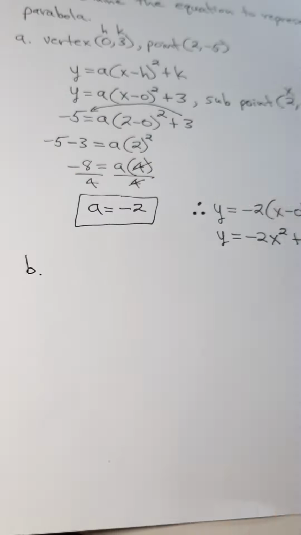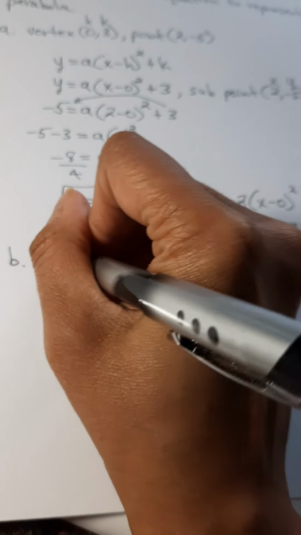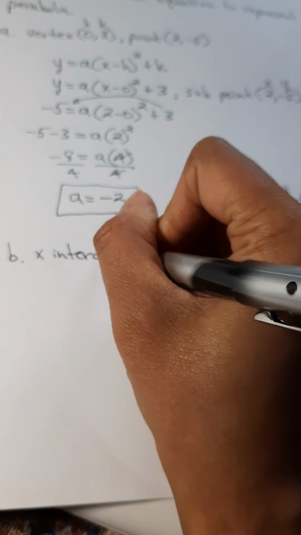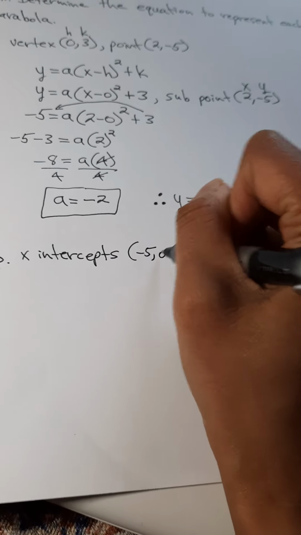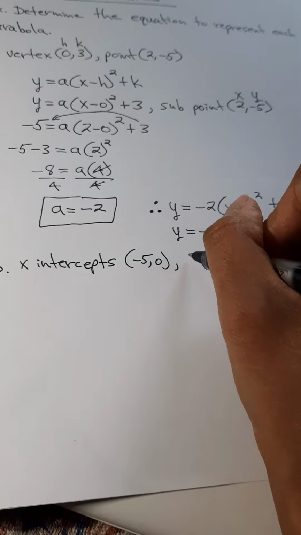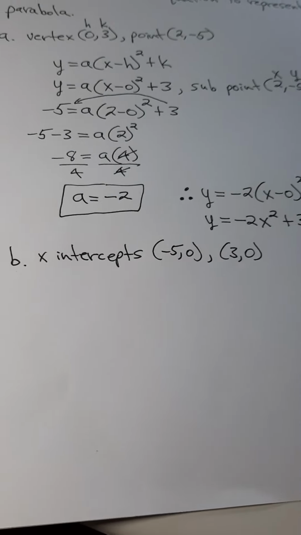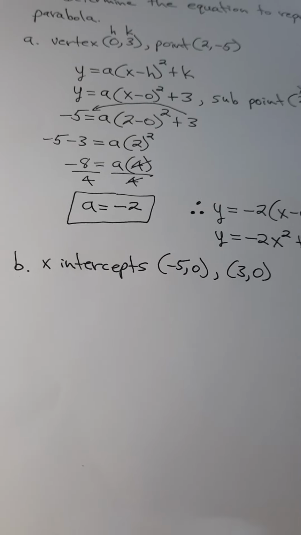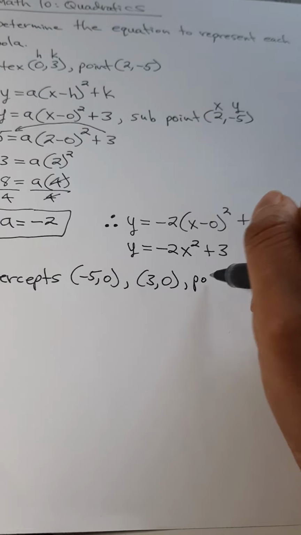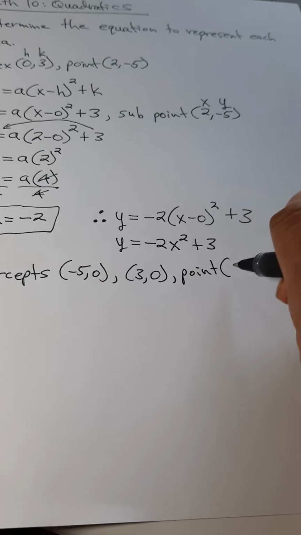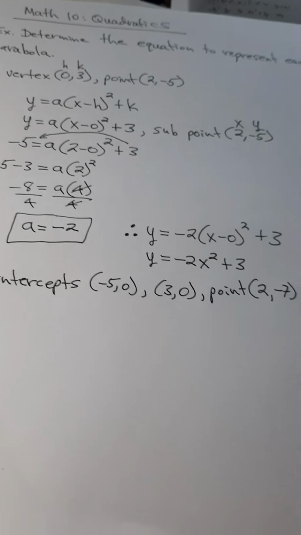So maybe I'll put B here. In B this time, the x-intercepts are given, and I'm going to write them down here. The x-intercepts are given as (-5, 0) and (3, 0). However, I notice I can't just have the x-intercepts. I do have to have at least a point that lies on the parabola. So the point is given here as (2, -7).